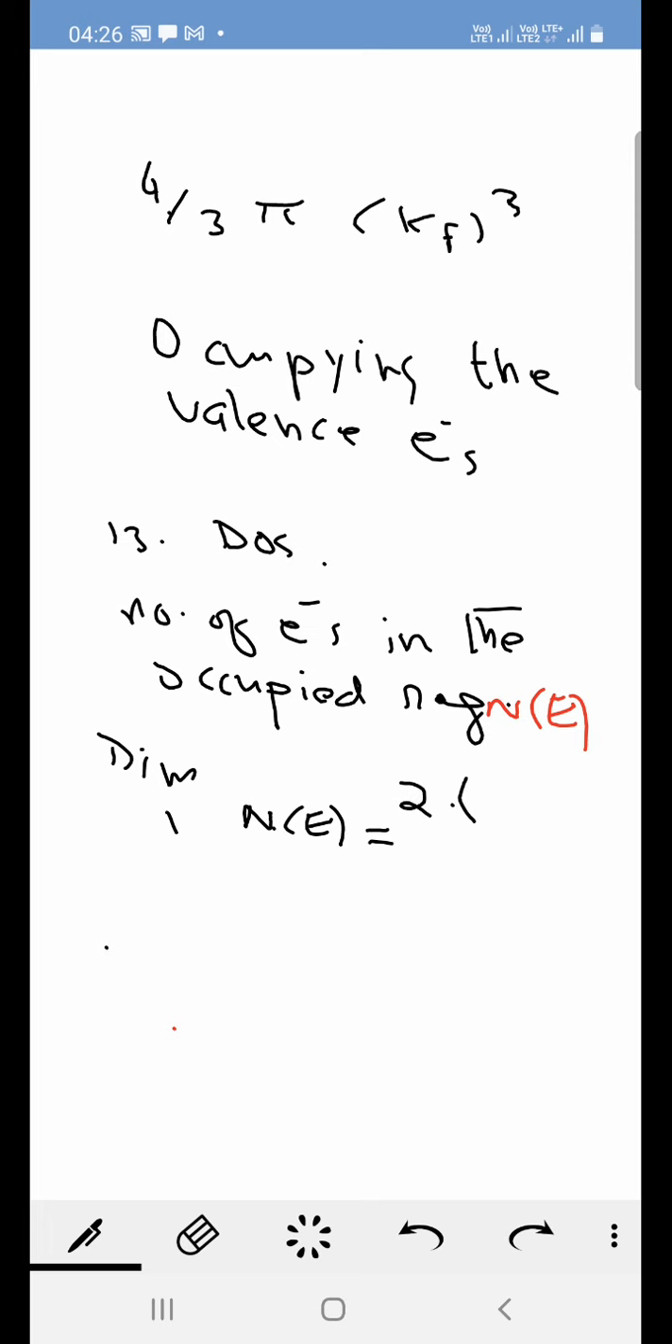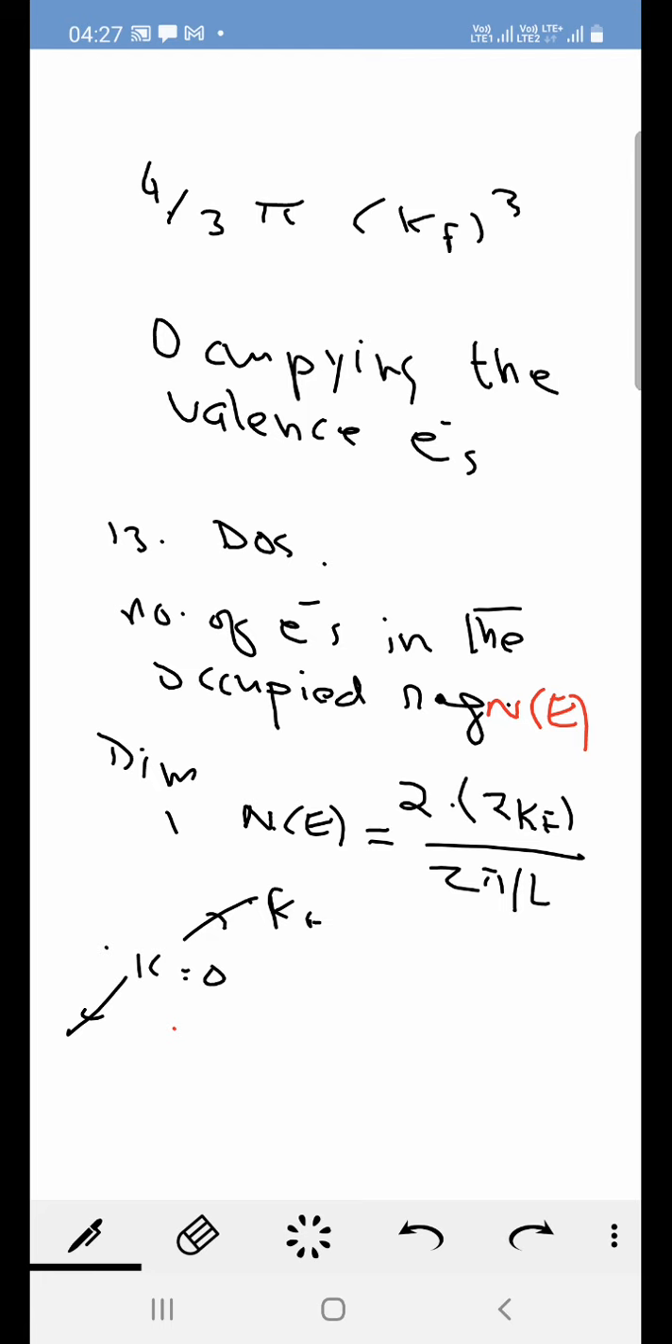Ne is equal to 2 into 2Kf by 2 pi by L. 2Kf as we have said, k is equal to 0, and this is the position of Kf. So since this is always on opposite position, total distance becomes 2Kf. This is where this 2Kf comes, and this 2 stands because of the 2 spins of electrons. So this is where this factor 2 has been introduced here.